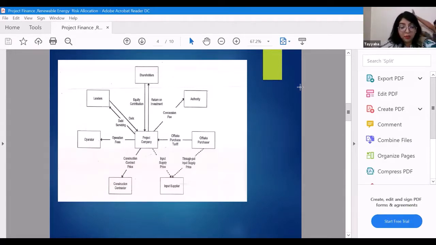Then we have the input supplier. In a typical case of renewable energy, the input supplier is nature. You are relying on the sun for solar energy, and you're relying on wind for wind power projects. So in a renewable IPP, the input supplier is nature. For the construction contractor, during the construction phase, you're dealing with an EPC contractor who is supposed to take responsibility to construct the project and hand over the completed project to the project company. So this is this slide.